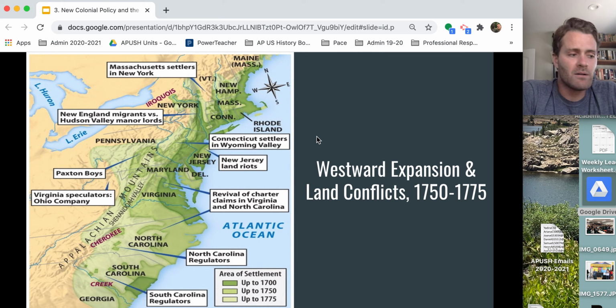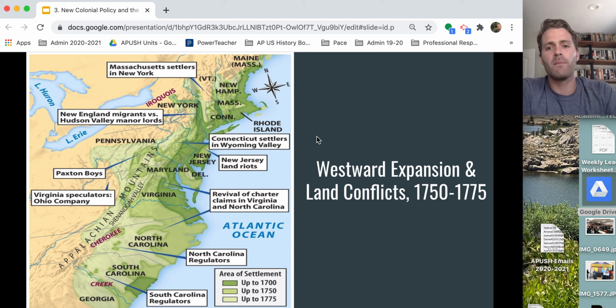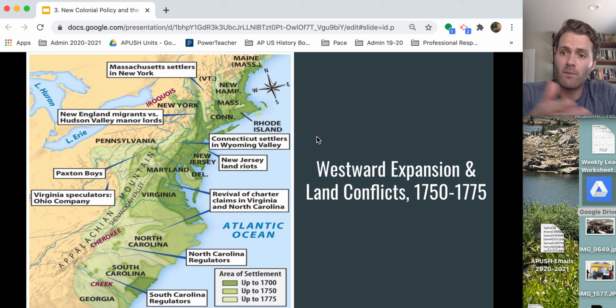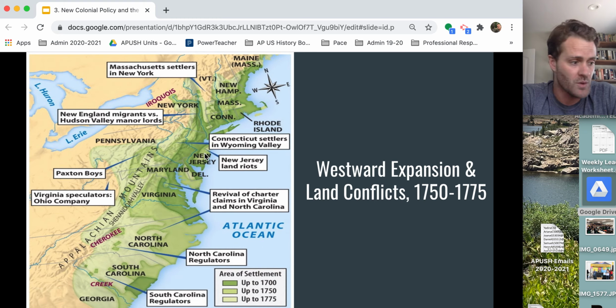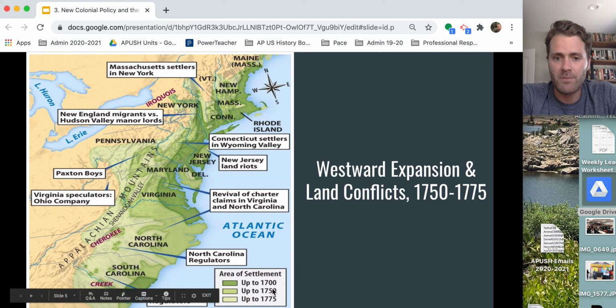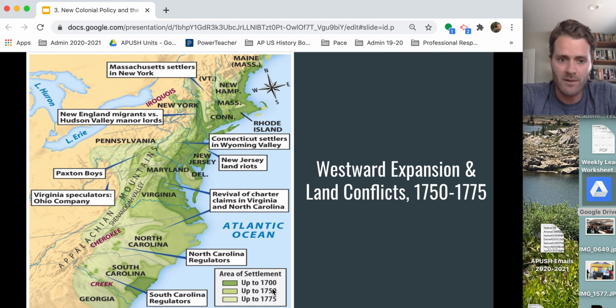Now, as the colonies grow, there is in fact some element of conflict, which is a continuity from what we talked about with Bacon's Rebellion back in 1676. Right? Bacon's Rebellion is a great example of the frontier having conflict with the established elites on the coast. So what we see here is the darker green color, which is really here in the Chesapeake coast and then here through the middle colonies and New England on the coast. Those areas are pretty much all settled and taken up by 1700.